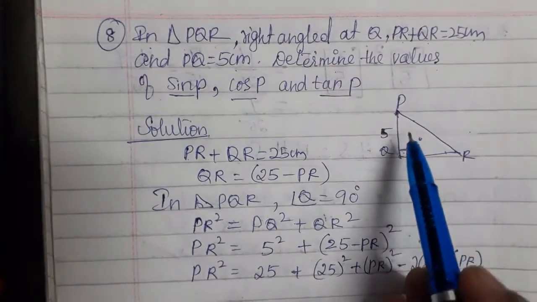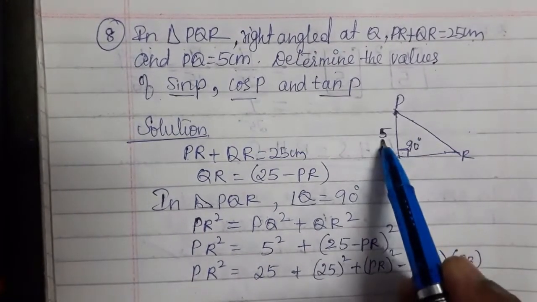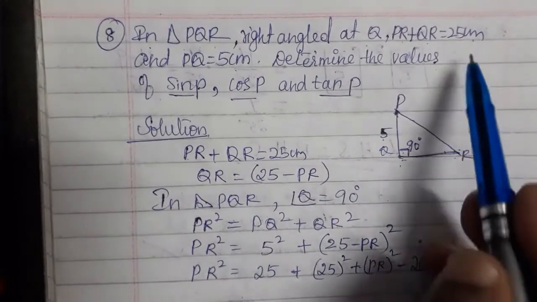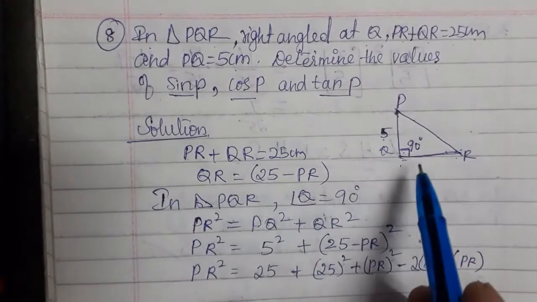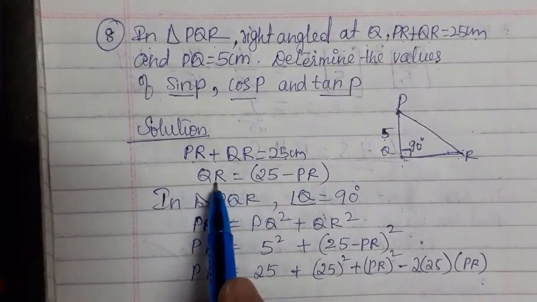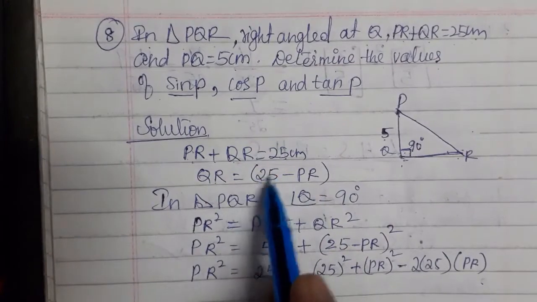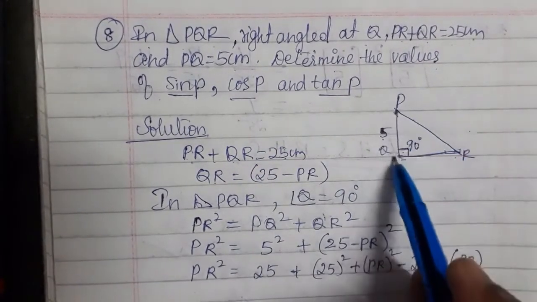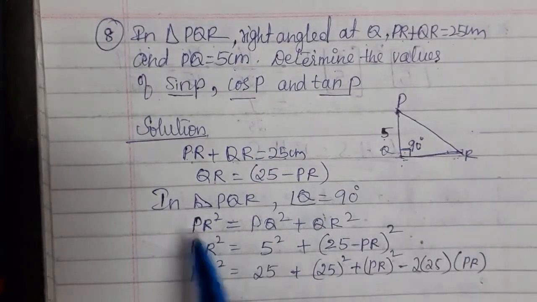Okay. Now he is saying PQ is 5. PR plus QR both together is 25 centimeter. So here I have written PR plus QR is equal to 25. Therefore what is QR? Shift PR. 25 minus PR. Now apply Pythagoras theorem for this right angle triangle.